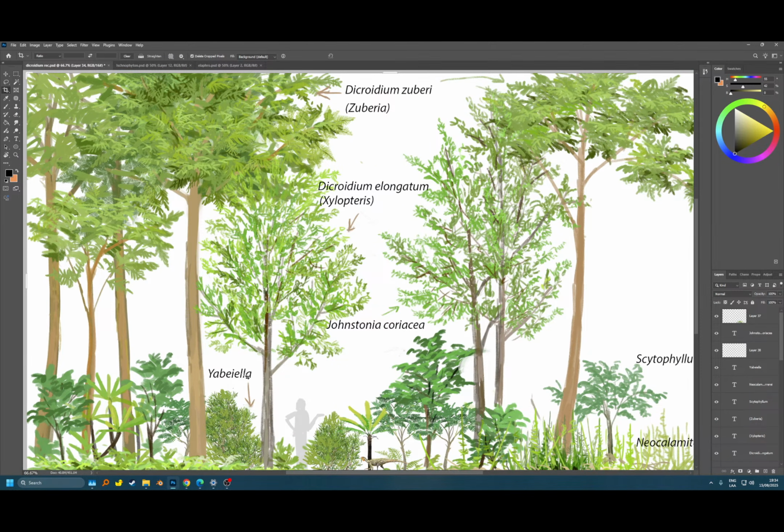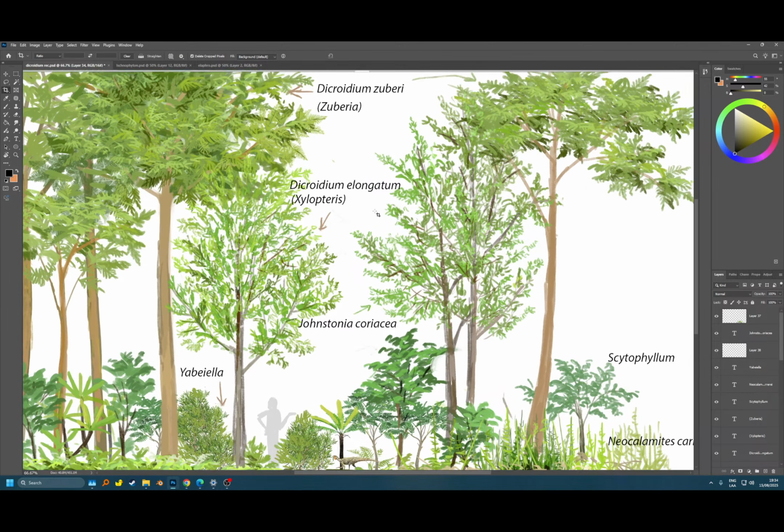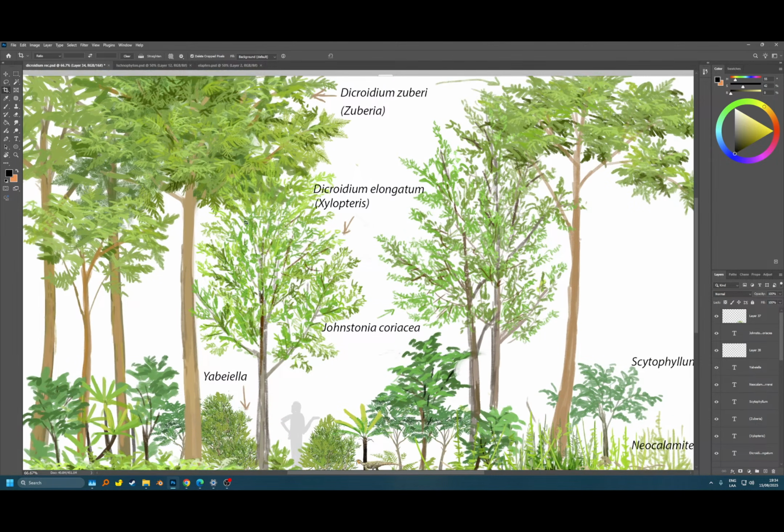And there is a brief history that I need to cover in regards to the reconstructions that have been made of these plants in the past, because we as paleo artists need to, well, read a lot. It's not just about painting.